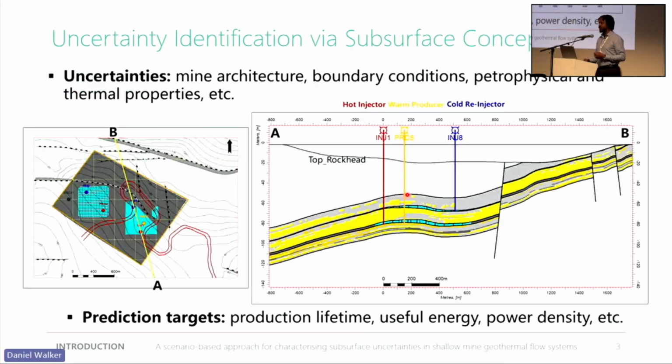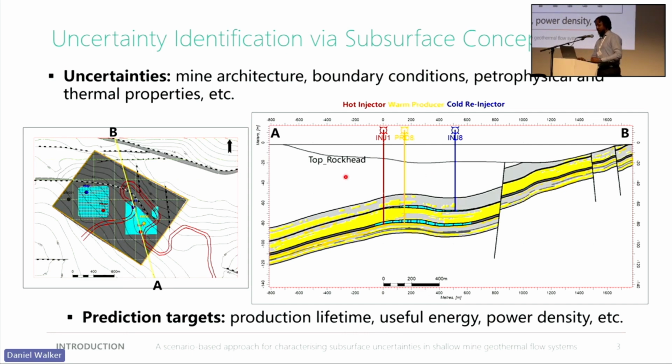To do this, we need to first of all identify these uncertainties and then characterize them so that we can develop a framework to predict target objectives that are relevant to heat recovery. And examples of target objectives can be production lifetime, useful energy, and power.